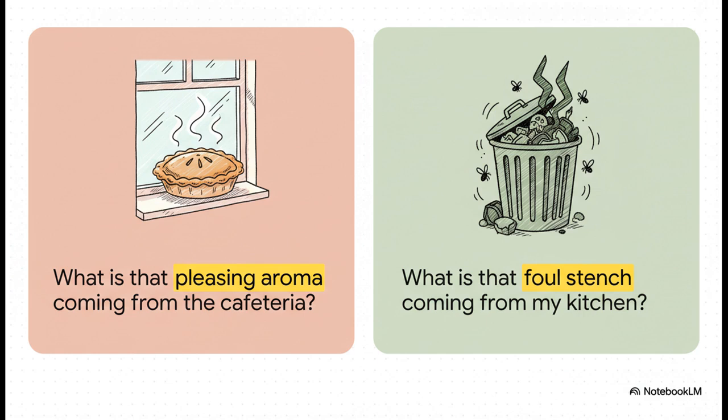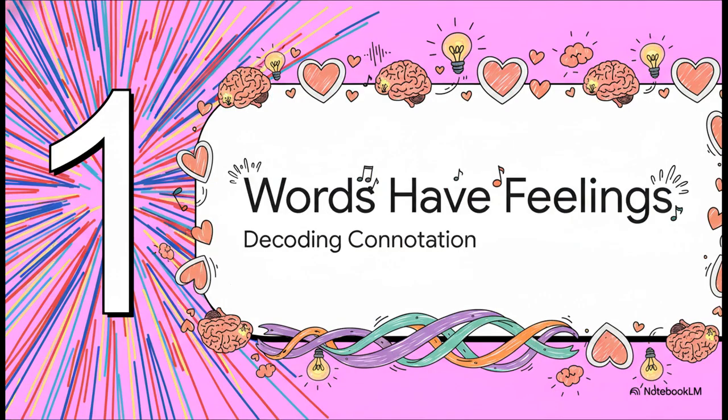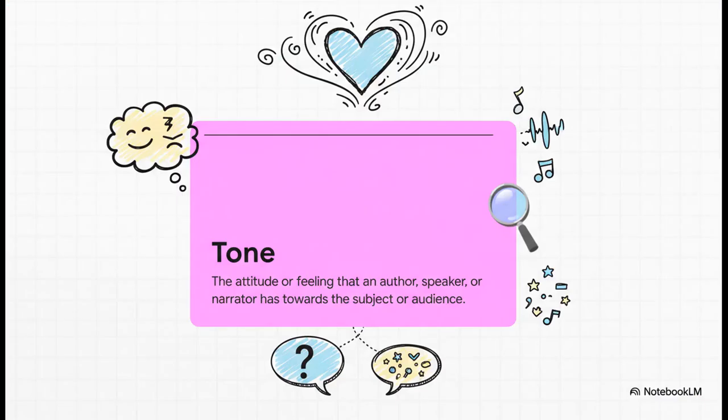Well, it all comes down to a hidden layer of meaning in the words they pick. See, the real secret isn't just in what words mean in the dictionary. It's in the feelings they carry with them. So in this first part, we're going to pull back the curtain and learn how to decode that powerful hidden emotional layer. And the big idea that ties this all together is tone.